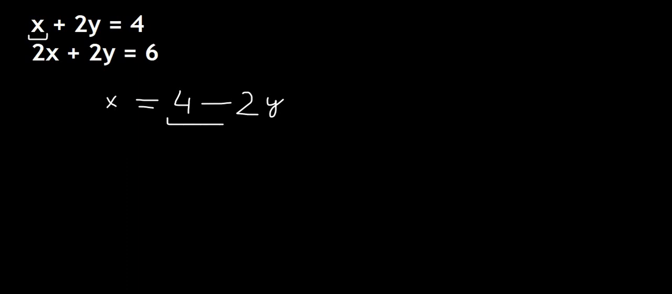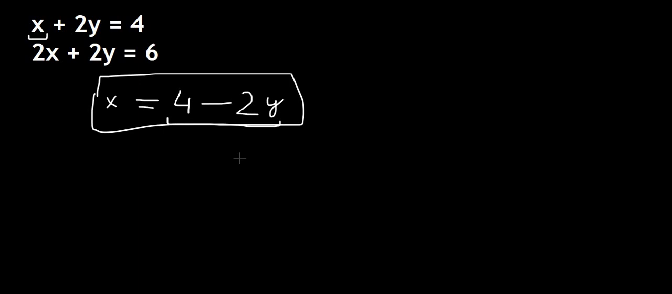Now this part, 4 minus 2y, we have to put in equation number 2, not in equation number 1, because we found this whole value of x from equation 1, so we aren't going to put the value 4 minus 2y in equation 1 back. We have to put it in the other equation, which is equation number 2. So let's put it in that equation.